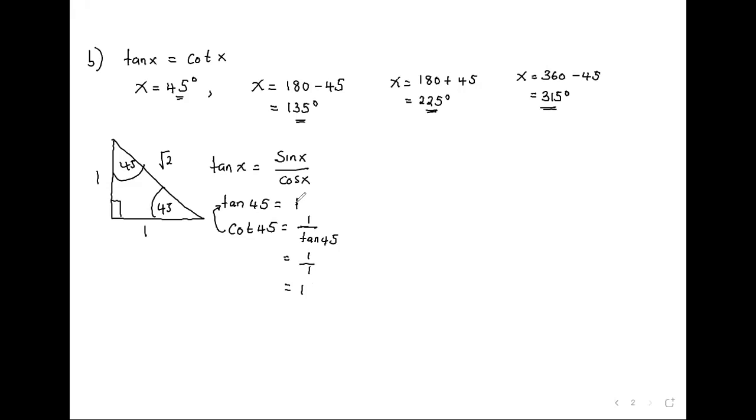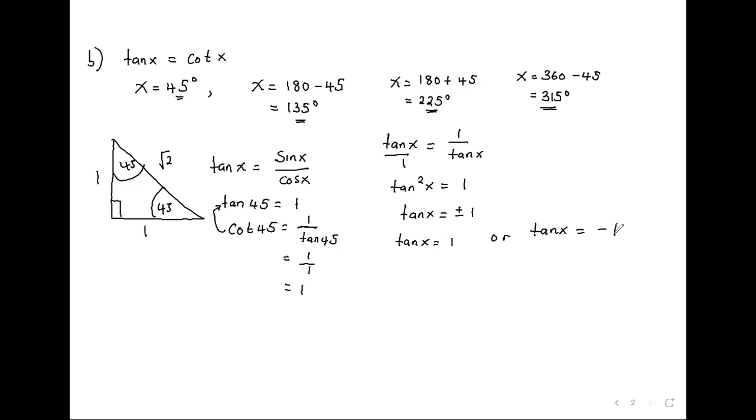Or you say, okay, tan x is equal to cot x, and cot is 1 over tan. Cross multiply. That will be tan squared x is equal to 1, meaning tan x is equal to the square root of 1, which is plus or minus 1. So we have tan x is 1, or tan x is negative 1. Again, we are back to 1 and negative 1.